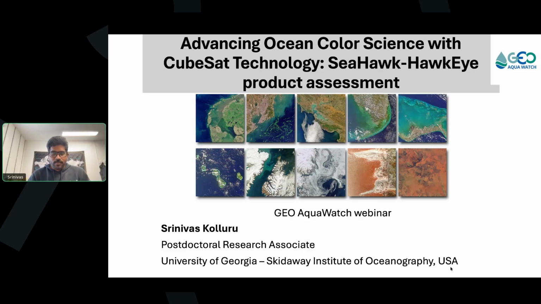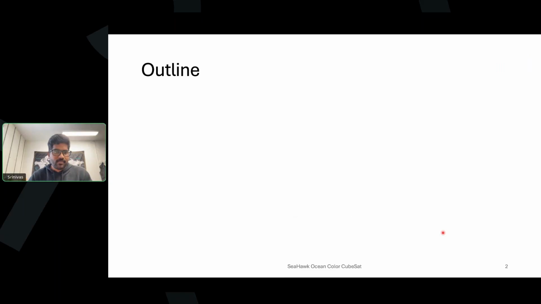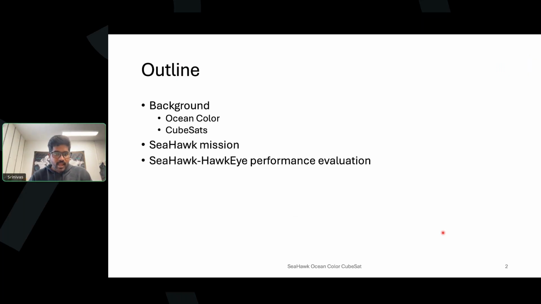The topic of today's webinar is Advancing Ocean Color Science with CubeSat Technology: Seahawk Hawkeye Product Assessment. And this is the outline. First, I'll talk briefly about ocean color and CubeSats, then about the Seahawk mission, which is a CubeSat with the Hawkeye sensor, and how we are going to evaluate the performance of the Seahawk Hawkeye radiometric products, especially the level 2 reflectance products.